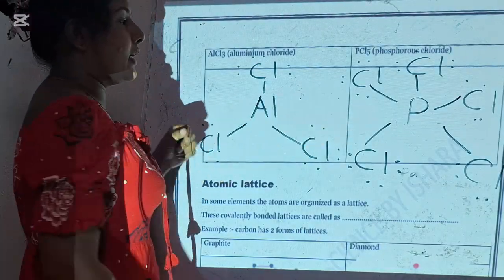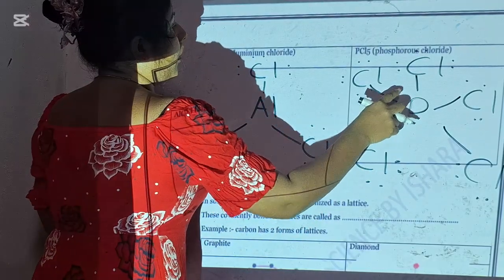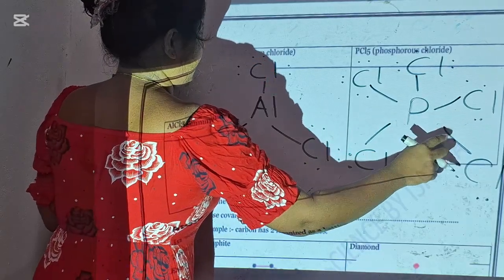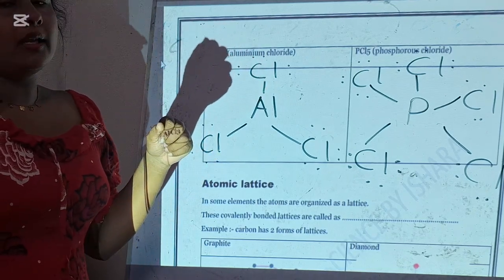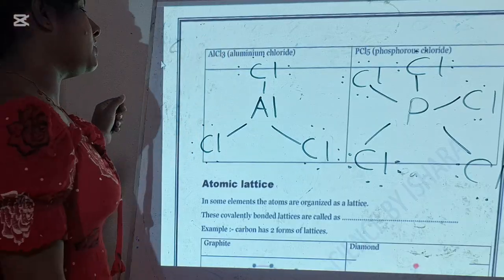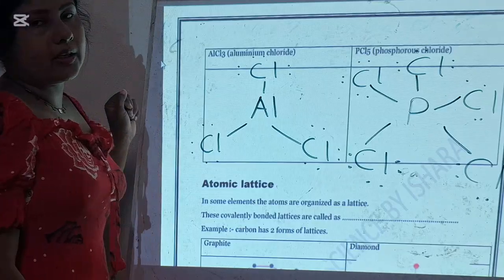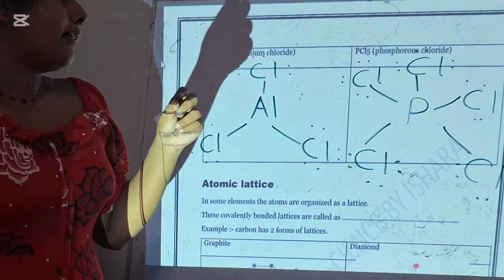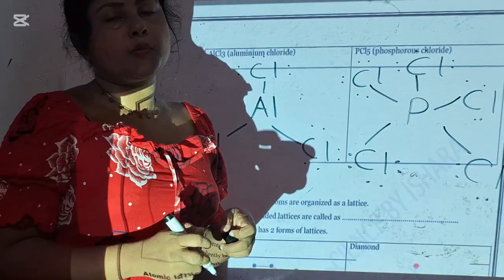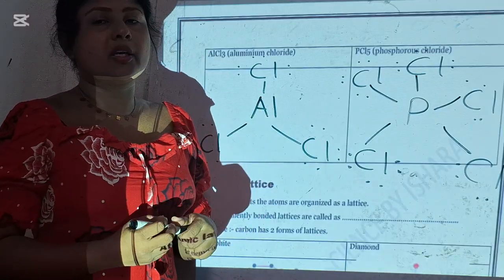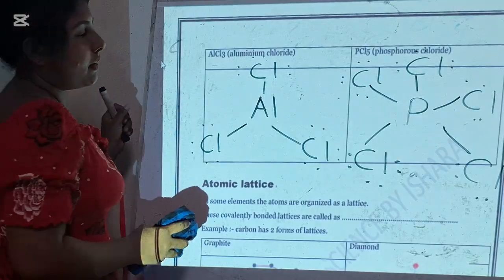Look at phosphorus. Around phosphorus, how many electrons after making the bonds? 1, 2, 3, 4, 5, 6, 7, 8, 9, 10. It means 10 electrons are contained around phosphorus. It is more than 8 electrons. But look at the chlorine. 1, 2, 3, 4, 5, 6, 7, 8. Around chlorine, 8 electrons. This is the way of drawing it. Now you can see aluminium chloride and phosphorus chloride do not fulfil the outermost shells of the atoms. Draw them in the table.